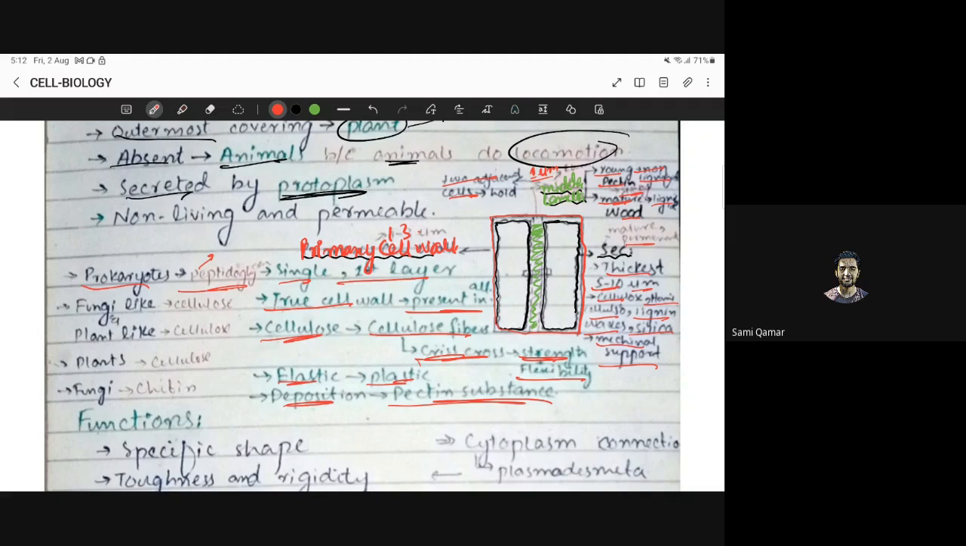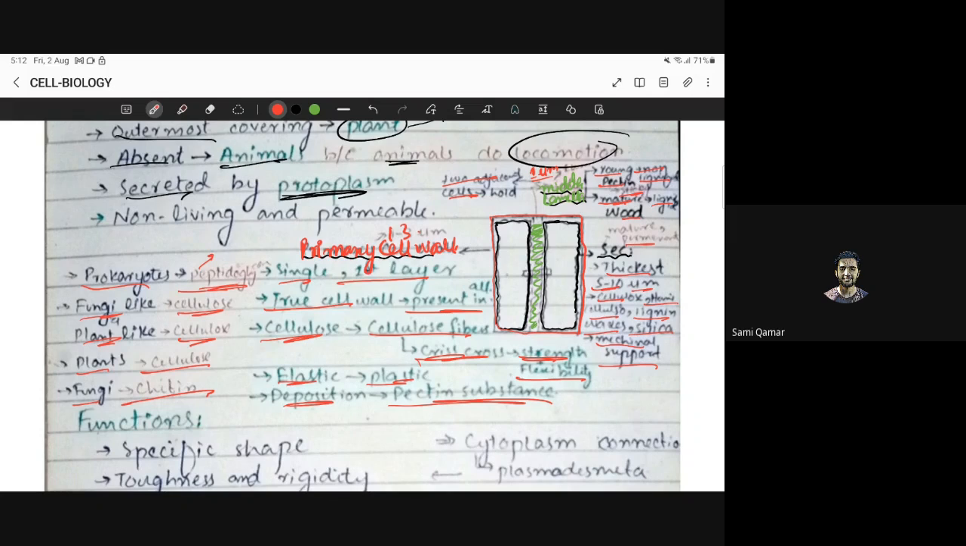So see here, now let's talk about others. These are the important things that you have to know. Prokaryotes, peptidoglycan. In fungi-like and plant-like protists, it will be made up of cellulose. Remember this. In plants, it is made up of cellulose. In fungi, the cell wall will be made up of chitin. You have to remember this as it is.